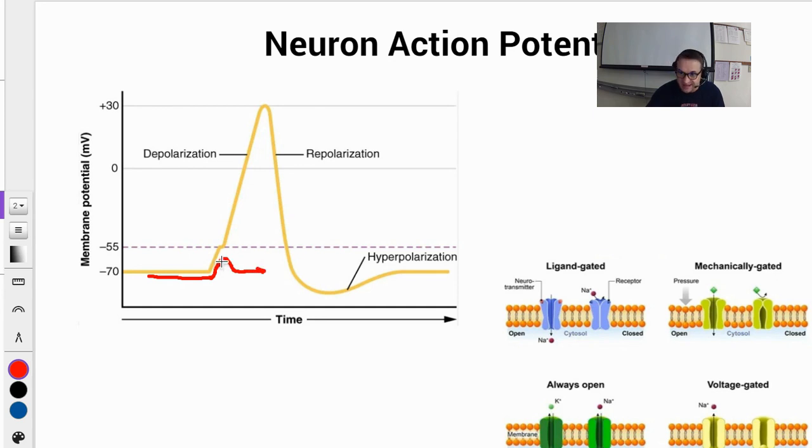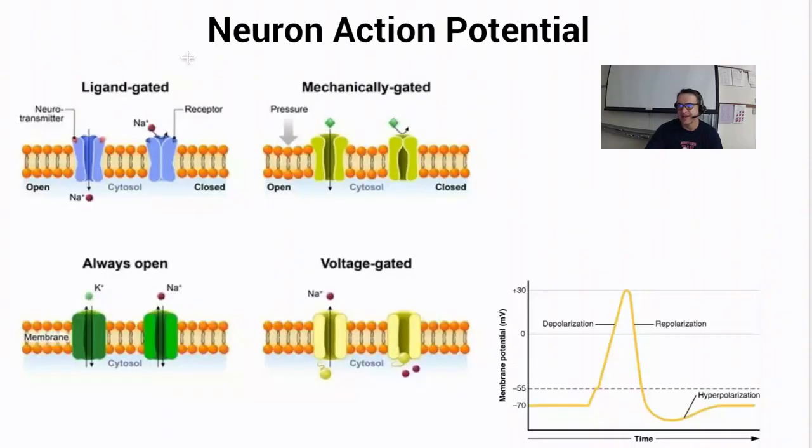But if it does get stimulated enough and it reaches the threshold of -55, now a different type of channel opens up. They're called voltage gated, and those are the ones that are going to generate the action potential. So if you can understand how these different channels or gates work, that's over half the battle to understanding the action potential. First, you have the ligand gated channels. These are stimulated by neurotransmitters.